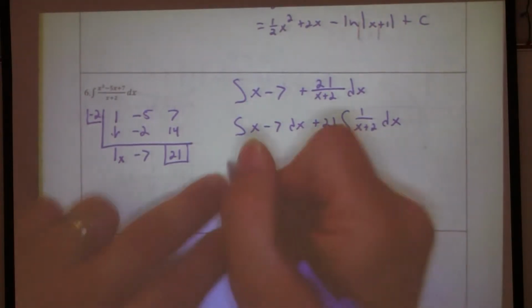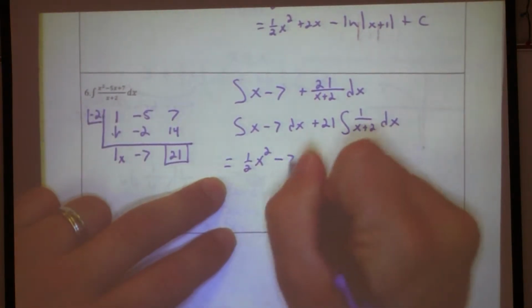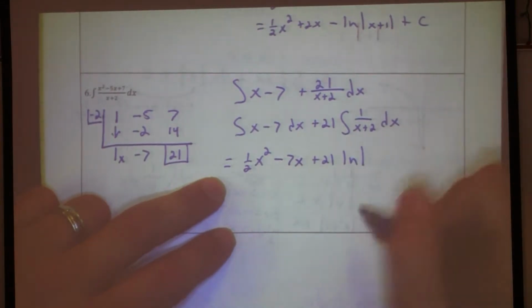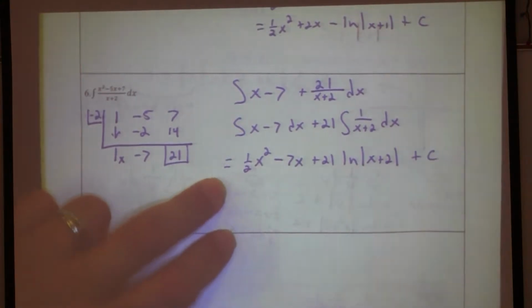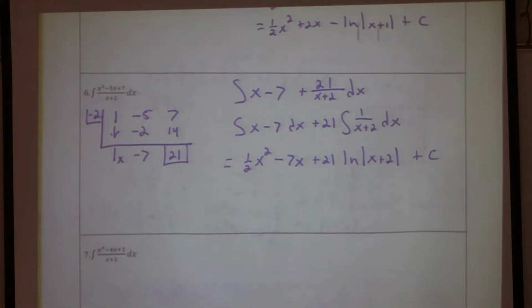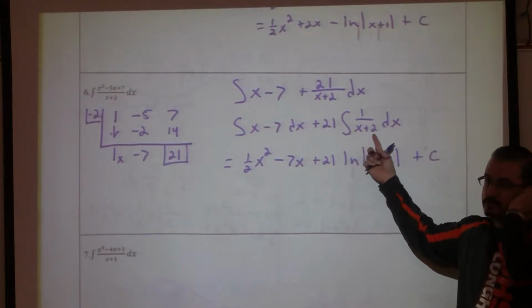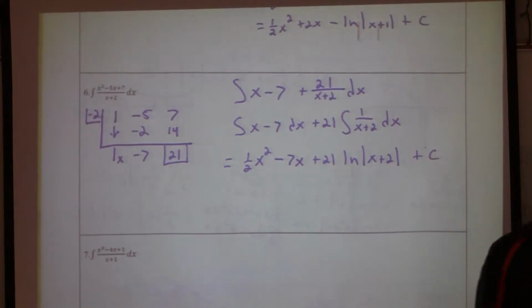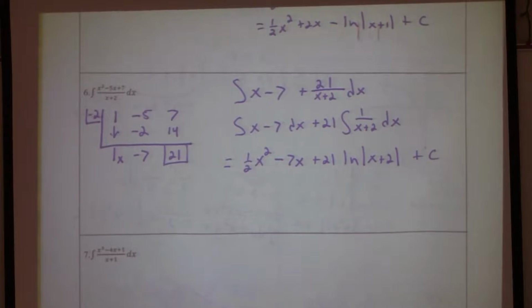Let's do it. What's my antiderivative? 1/2 x squared minus 7x plus 21 ln of the absolute value of x plus 2. Do we have our license to integrate? Yes, because the derivative of this guy is going to be just what? 1, right? Do I have 1? You can think of it as 1 over u, right? How do you make that? Cool?